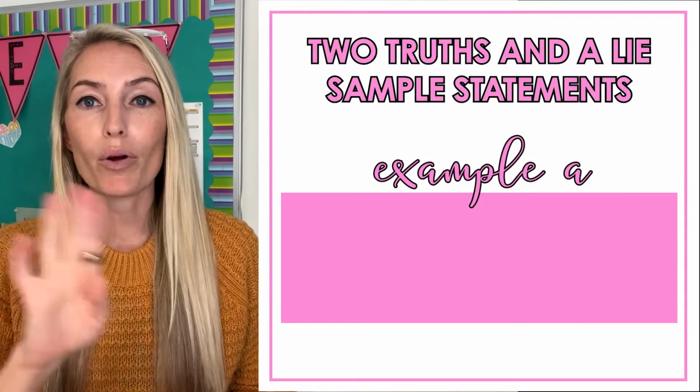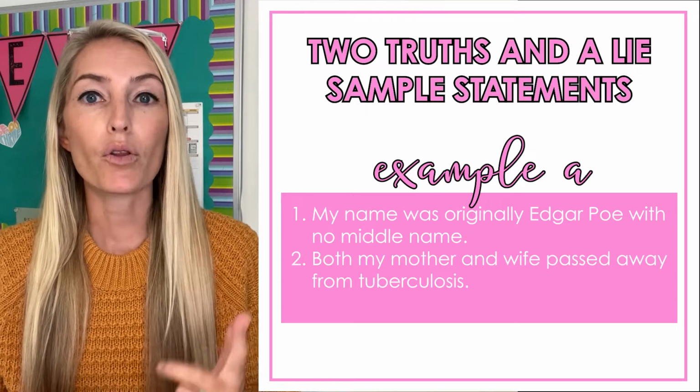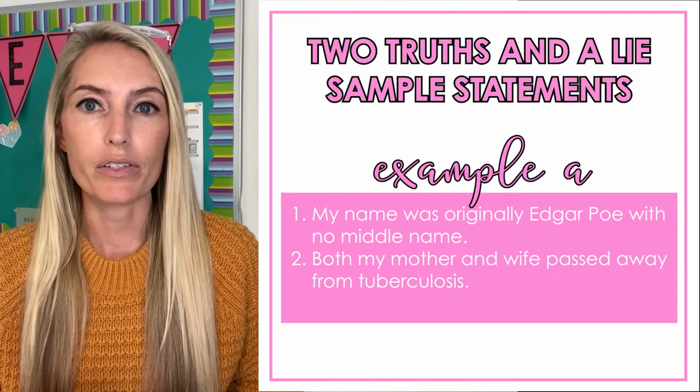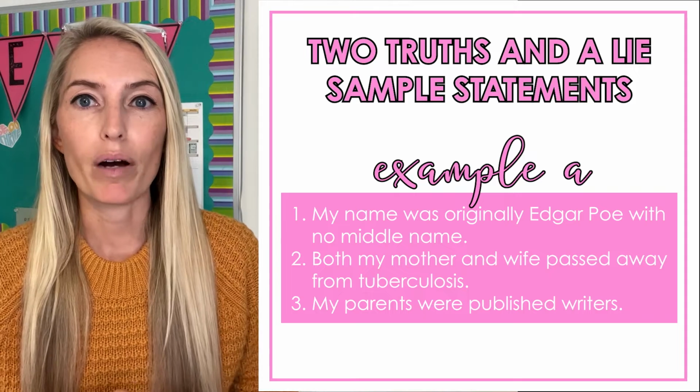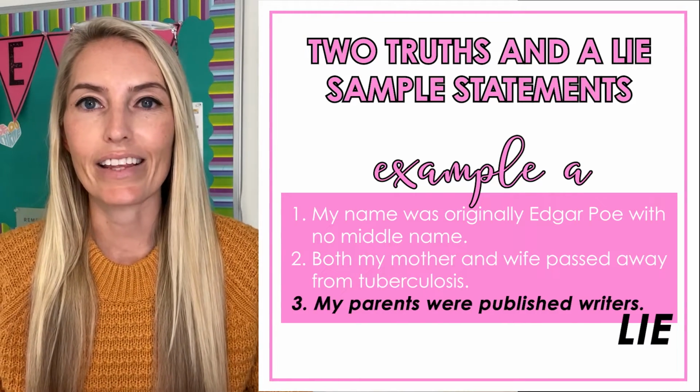Okay, so number 1. My name was originally Edgar Allan Poe with no middle name. Both my mother and wife passed away from tuberculosis. My parents were published writers. So in this case, my parents were published writers is the lie.